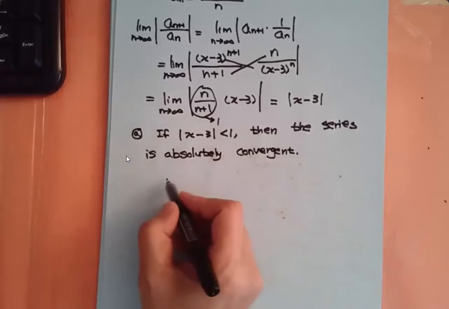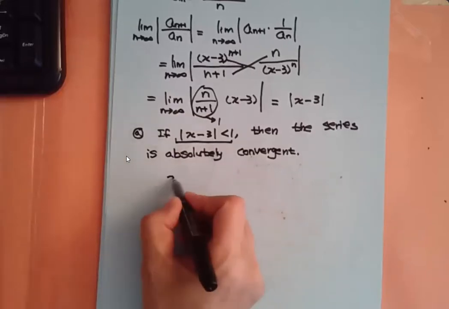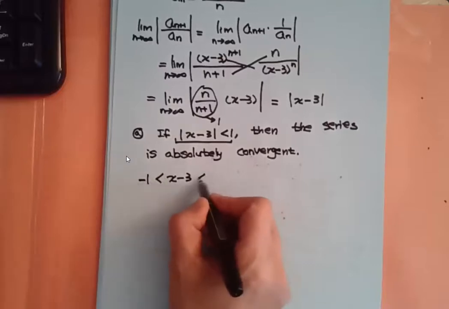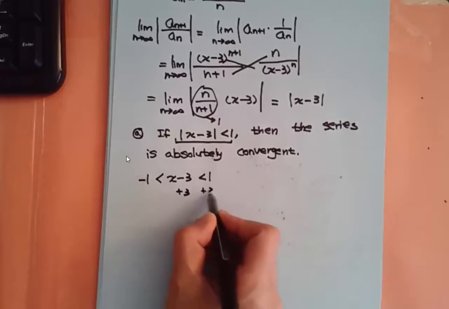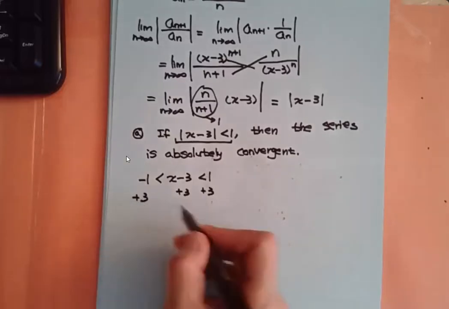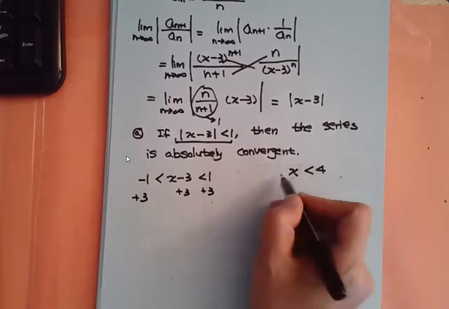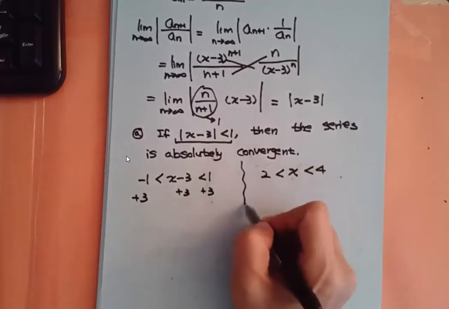So in other words, this can be reinterpreted as x minus 3 staying between -1 and 1. So we add 3 on each side, then we get x is less than 4 and greater than 2.